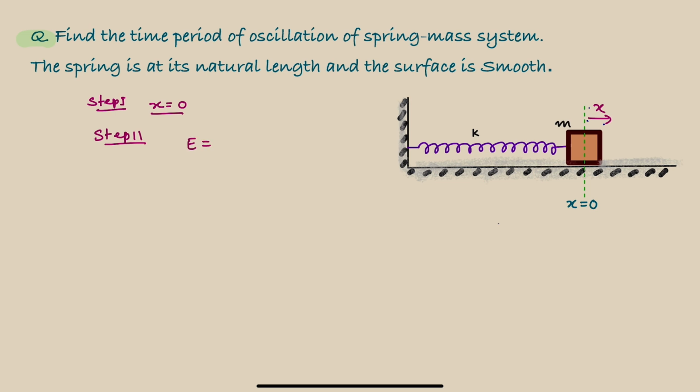So the total energy of the system will be the kinetic energy, which is half m v square, plus the energy stored in the spring, which is half k x square. This is the kinetic energy of the particle, and this is the energy stored in the spring. In step number 3, we will differentiate this energy with respect to time and make it equal to 0. Once we do that, we will get a certain kind of equation, and let's see what we get.